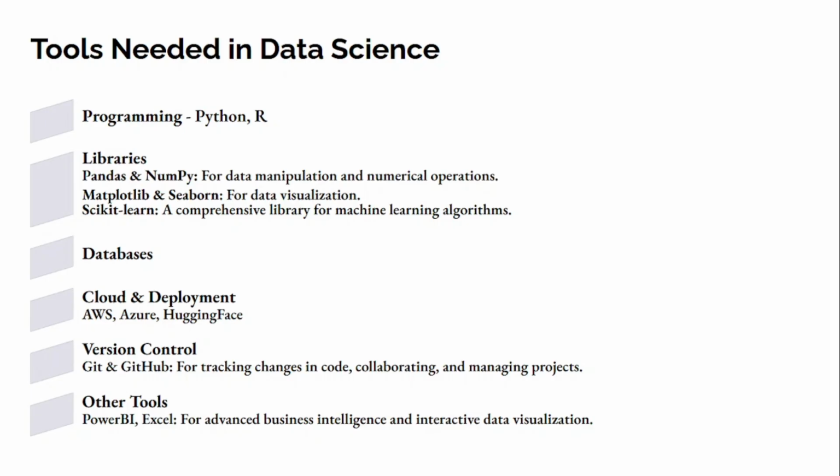Version control, Git and GitHub, is basically a way for us to collaborate and work on the same projects without causing confusion for one another. That's what Git and GitHub is. Then other tools like Power BI, Excel, like I mentioned, for advanced business intelligence, and then interactive data visualization.